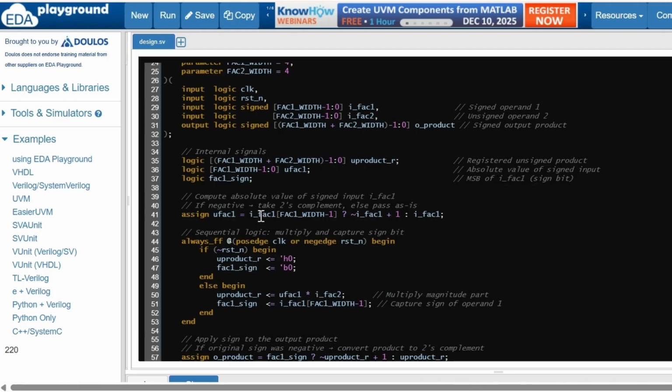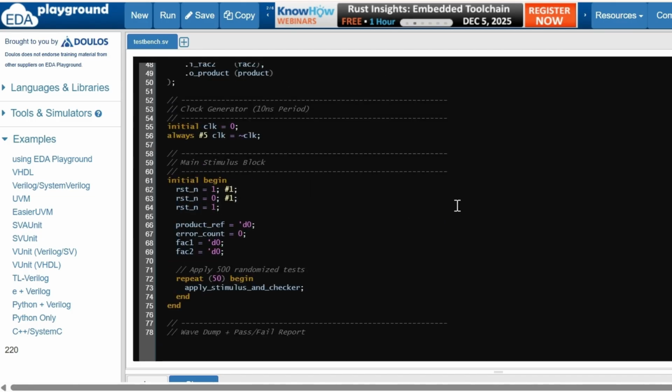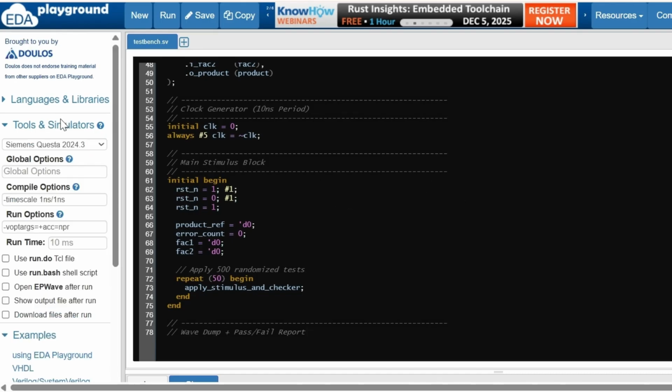If you see here, if our number is negative, then we take the 2's complement of our factor 1. So in this case we are multiplying two unsigned numbers, so our product here is an unsigned product. Either we can do this in the TB, or if we want to directly multiply the two numbers, we have to sign extend our signed number to the full width of the product, and then we can multiply it easily and we will get the expected result. Now let's simulate this design. I have selected the Siemens Questa for the simulation, and let me give a run here.